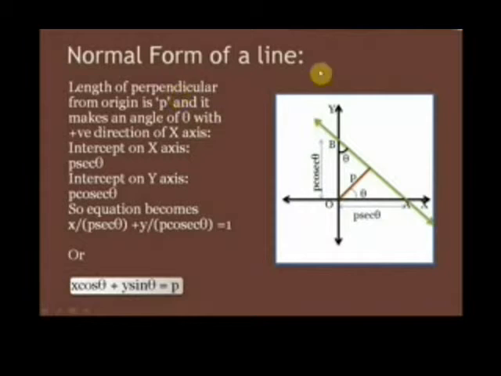Once again, in this normal form of a line, if we have a line and a perpendicular of length p is dropped from the origin to this line, and this perpendicular makes an angle of theta with the positive direction of the x-axis, then the equation of this line is x cos theta + y sin theta = p.